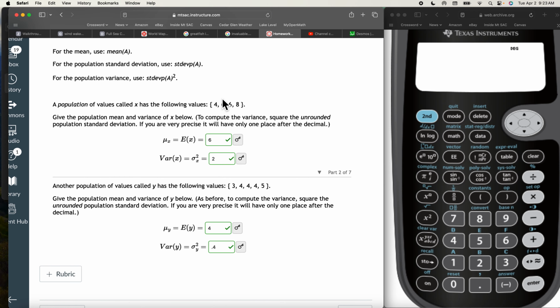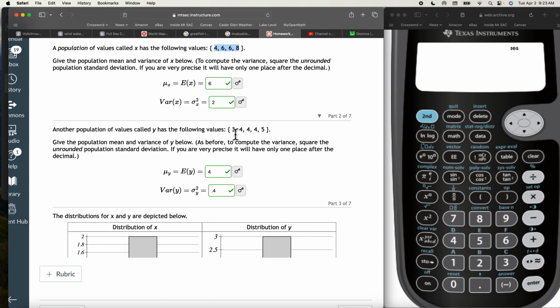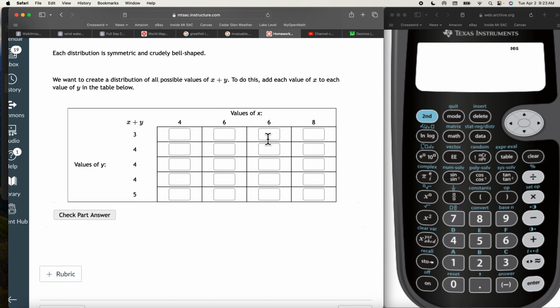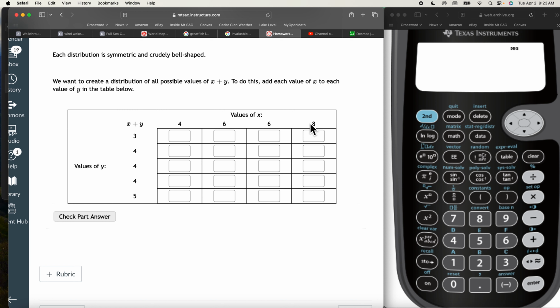And so that's all of the X's, 4, 6, 6, and 8, plus every one of the Y's, 3, 4, 4, 4, and 5. So here you can see the X's, 4, 6, 6, and 8 in the top row. And then this column has the Y values. We're just adding. So every X plus every Y. 3 plus 4 is 7. 3 plus 6 is 9. We got 2 of those. 3 plus 8 is 11. Okay, now adding 4 plus 4, we get 8. 4 plus 6 is 10. Another 10. And 4 plus 8 is 12. The next 3 rows will be exactly the same.